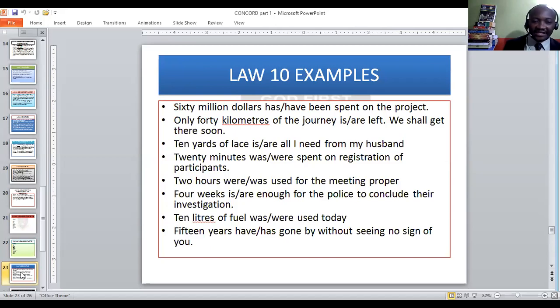4 weeks is. Look at that 2 hours. It's very possible someone said 2 hours were used. 2 hours, yes, was used. Time takes a singular verb anywhere it comes. For the meeting proper. 4 weeks, not are, is enough for the police to conclude their investigation. 10 liters of fuel was, not were, used today.